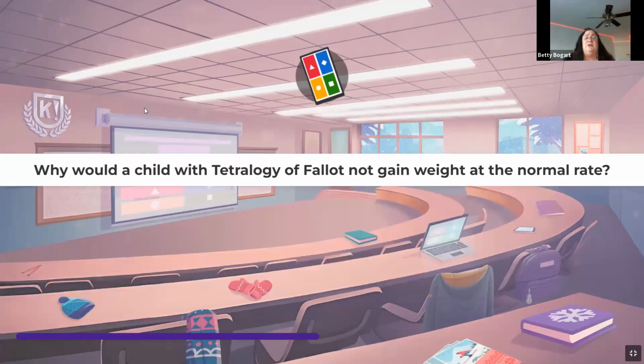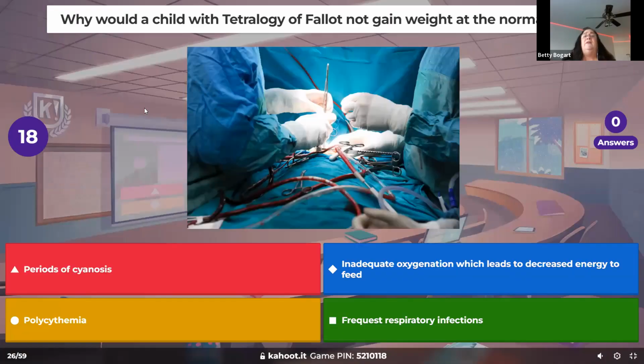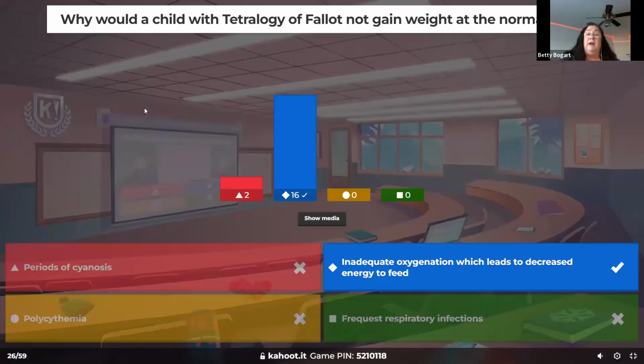What would a child with tetralogy of Fallot not gain at normal rate? Why aren't they gaining weight? Any congenital heart defect. And remember, tetralogy of Fallot is a cyanotic heart defect. Inadequate oxygenation, you don't have oxygen, you can't breathe, you're not going to eat.